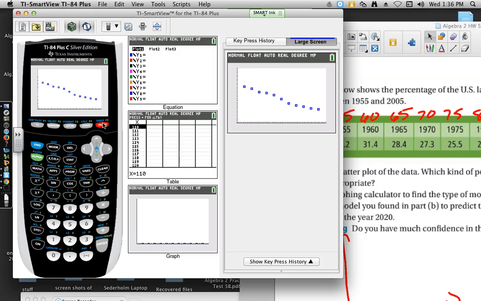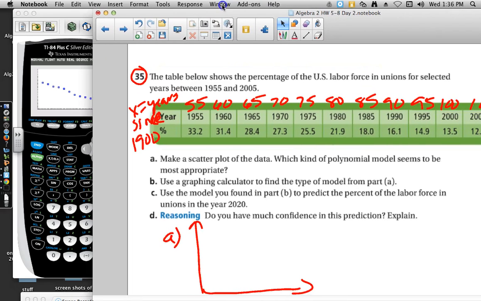And graph. And so that would be what I need to see on your paper, is just some dots representing what went on here. And you don't even have to really make sure that you have all the dots on there or have exactly the pattern that you see up there. I just want to know what you saw when you were able to get that. And it says what kind of polynomial model seems to be most appropriate.